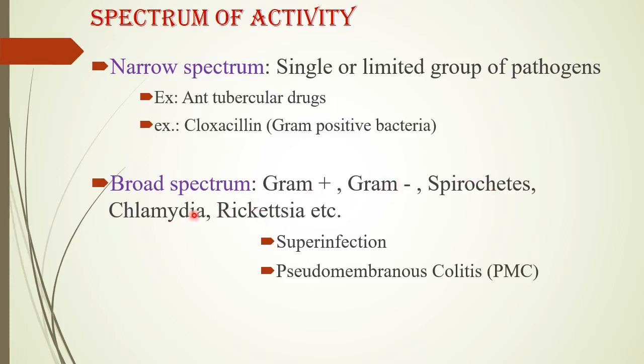I'm not going in details. If you got any confusion, then please refer this microbiology book, right? So what is gram-positive bacteria, what is gram-negative bacteria, what is spirochetes, what is chlamydia, rickettsia, etc. So it is helpful for this kind of antibiotics. The broad spectrum antibiotics can be used in case of maximum of the bacteria. But we got a disadvantage for this one.